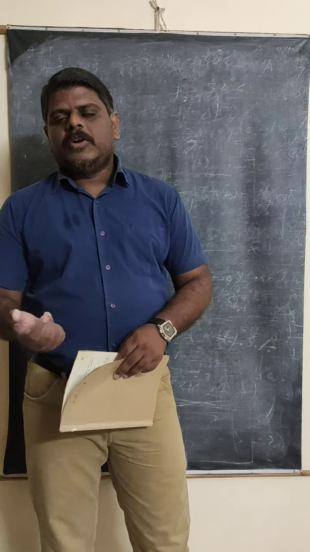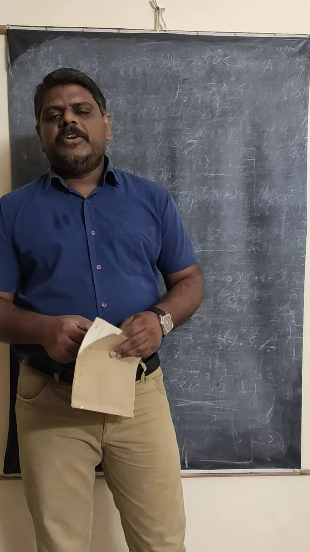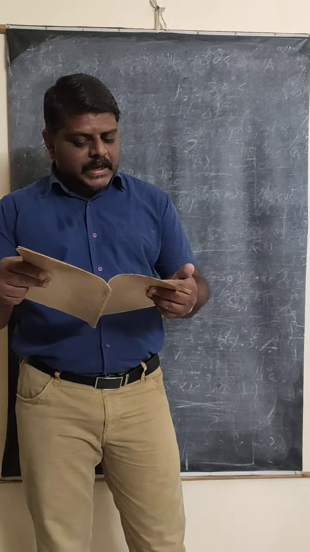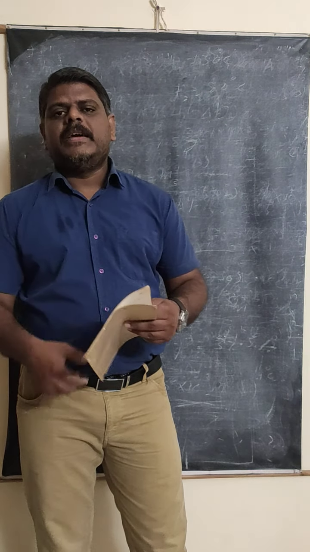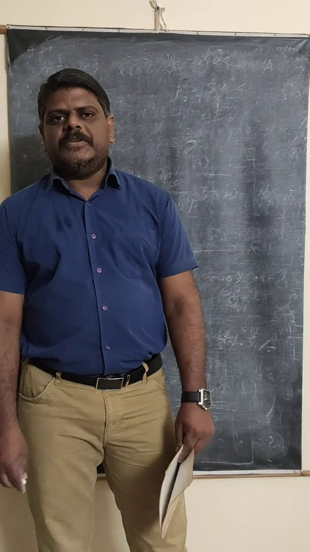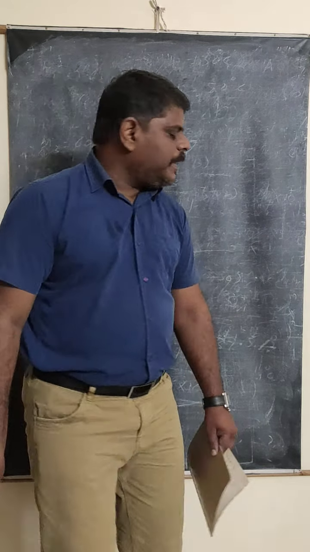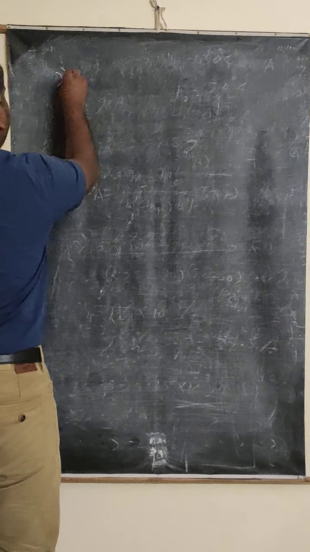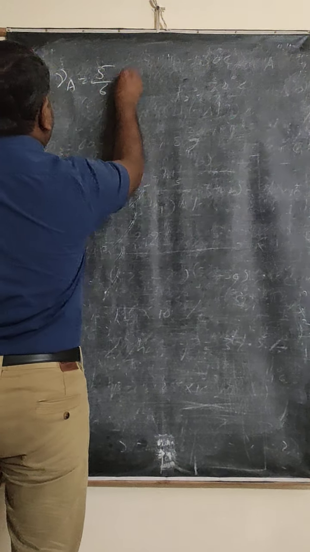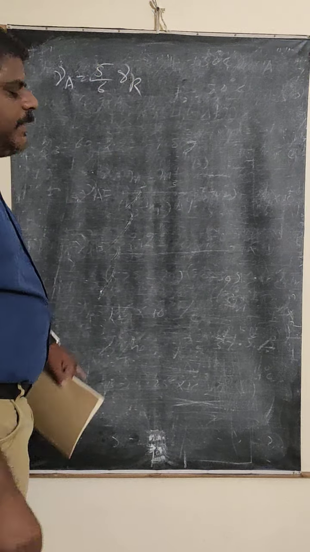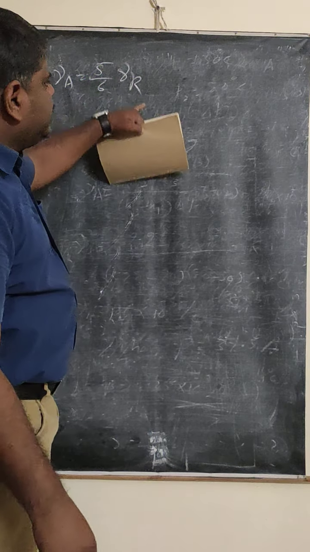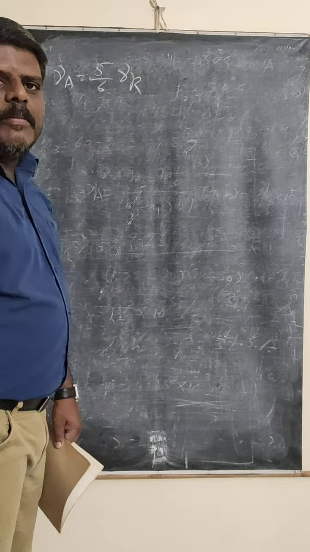And you have to find the coefficient of cubical expansion. Cubical expansion is nothing but volume expansion. You have to find the volume expansion in terms of the real expansion. So to find that, first write down the given values. Write gamma A in terms of gamma R. The problem clearly gives that gamma A is equal to 5/6 of gamma R. You must remember this value.